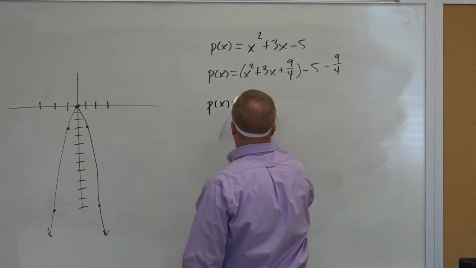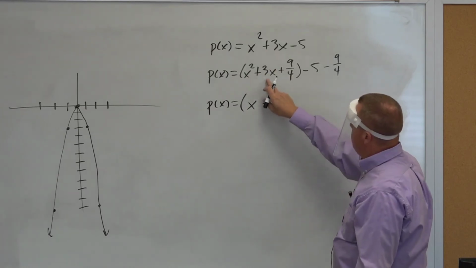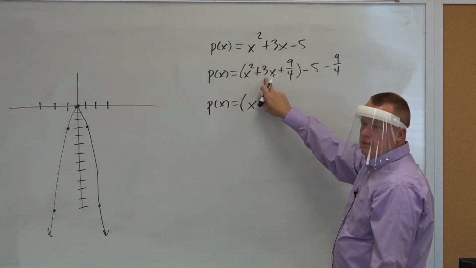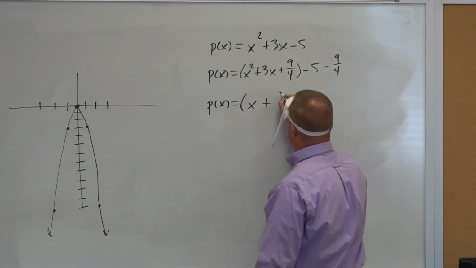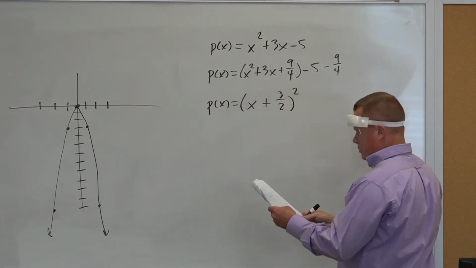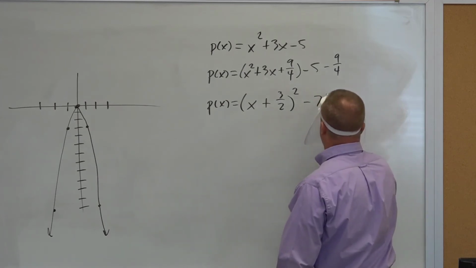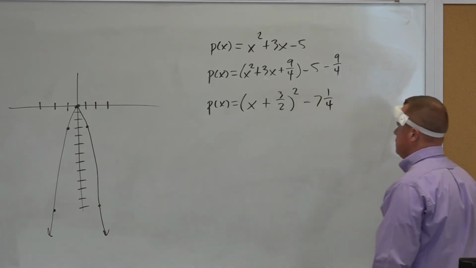to be x plus, and if it's a perfect square, this number is always half of that middle one. So half of 3 is 3/2. And then negative 5 minus 9/4 is negative 7 1/4.